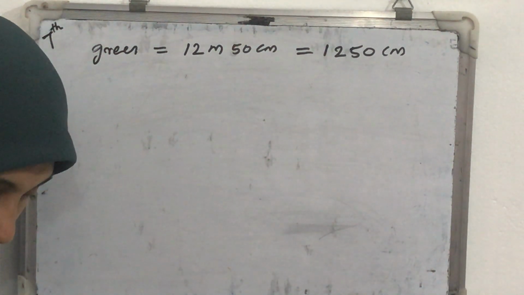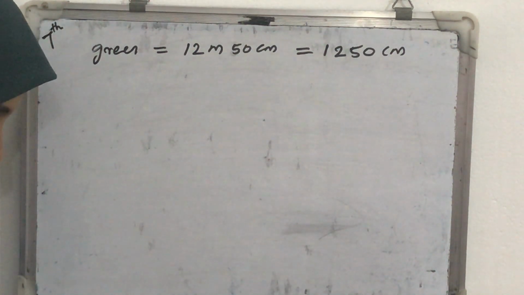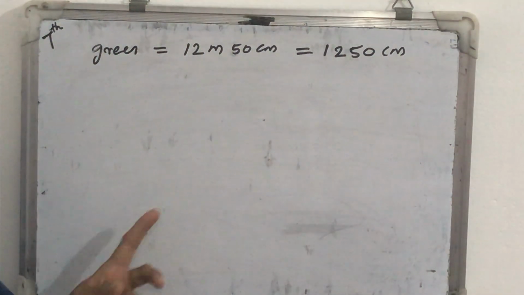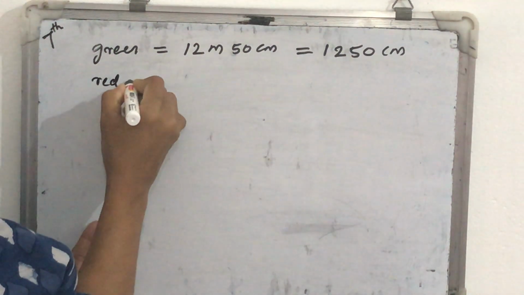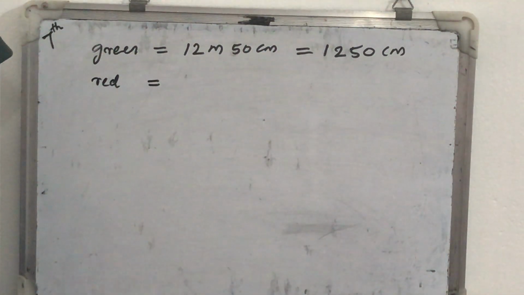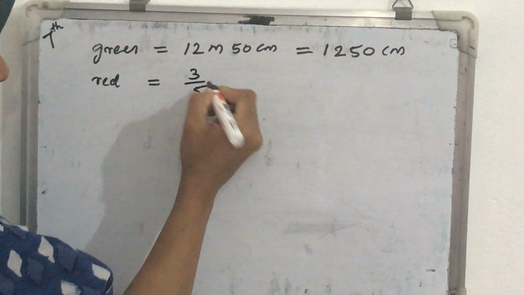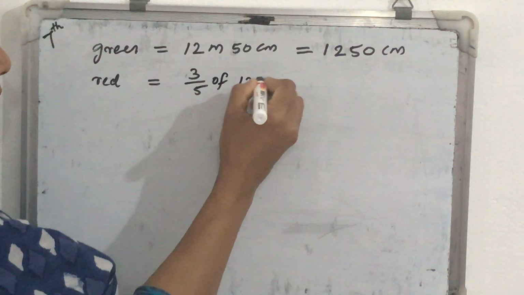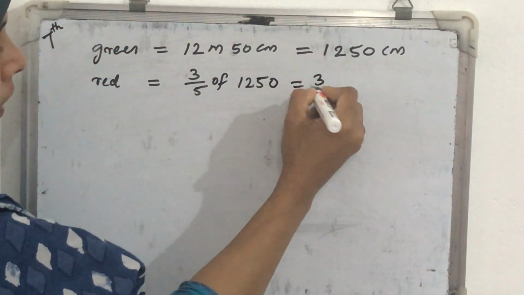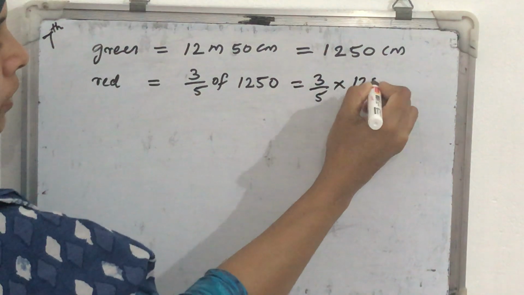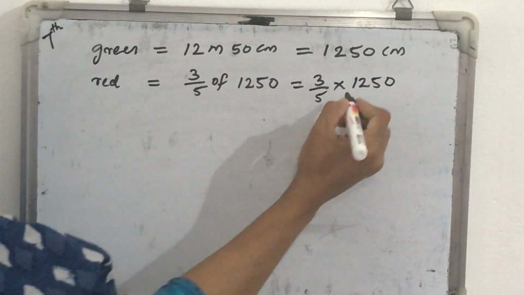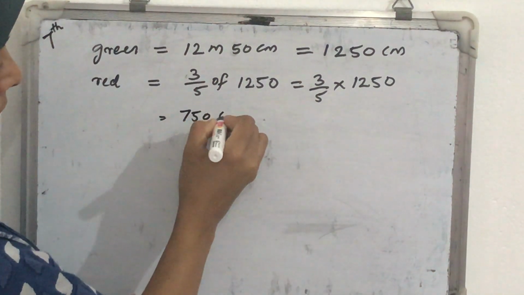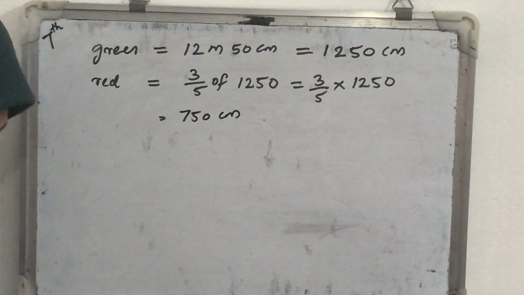Next, it is given that the red ribbon was 3 by 5 of the length of the green ribbon. So the length of the red ribbon equals 3 by 5 of what? 3 by 5 of the green ribbon. So 3 by 5 of 1250. That means 3 by 5 into 1250. After simplification, we will get 750 centimeters.